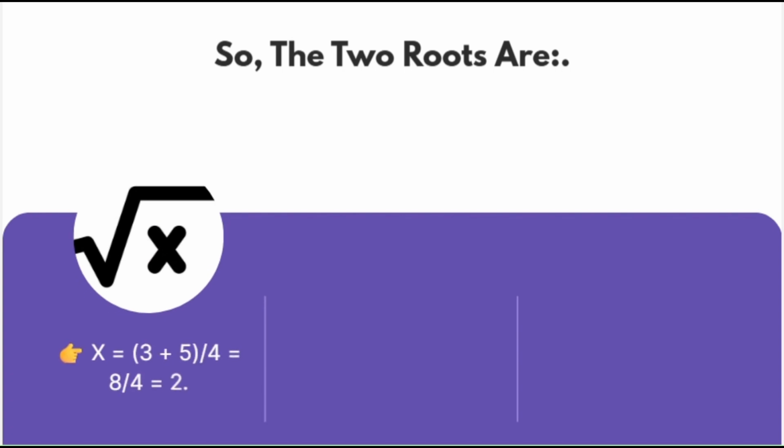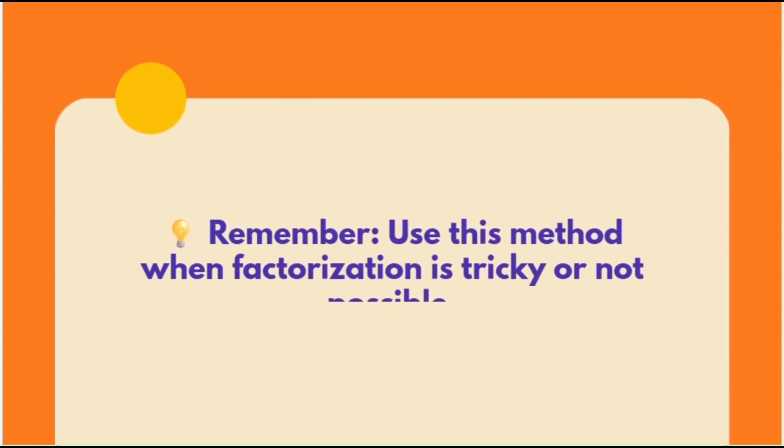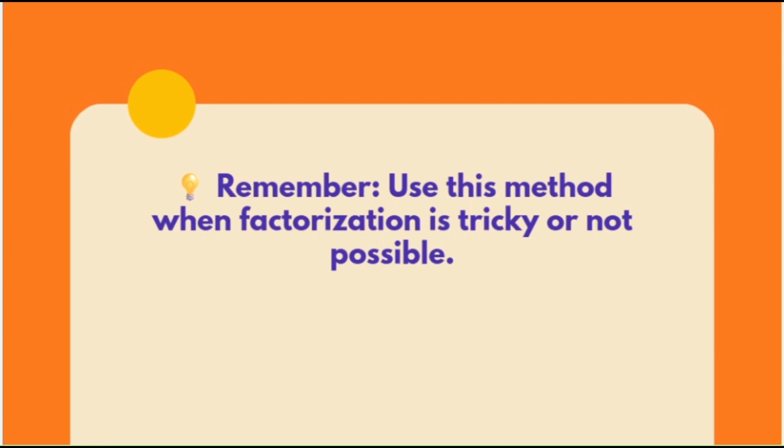So, the two roots are x = (3 + 5) / 4 = 8/4 = 2. And x = (3 - 5) / 4 = -2/4 = -0.5. Remember, use this method when factorization is tricky or not possible.